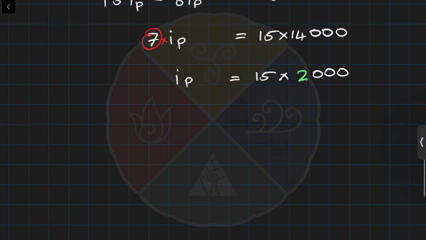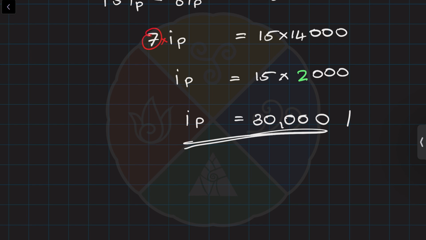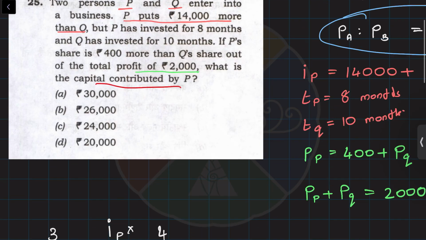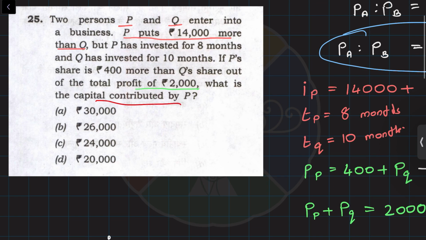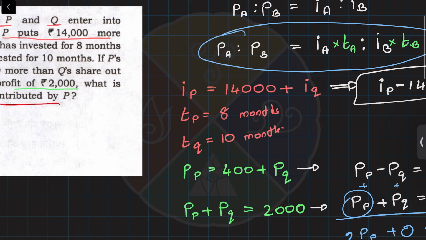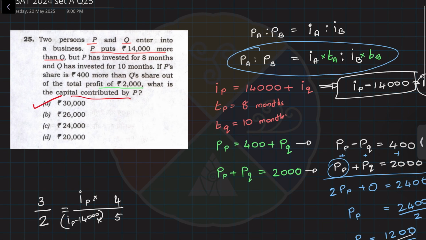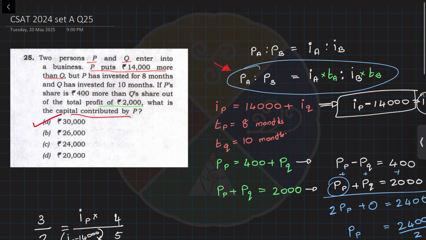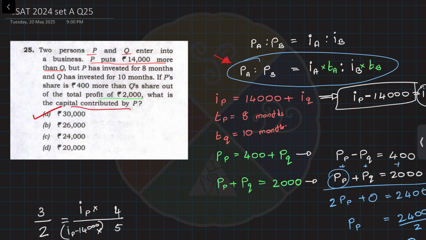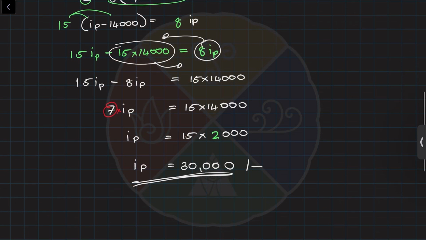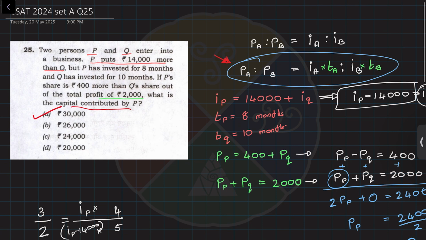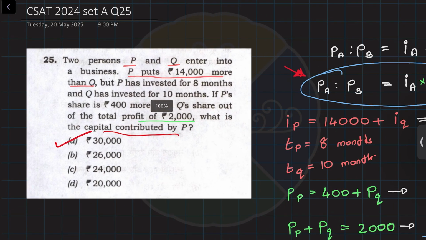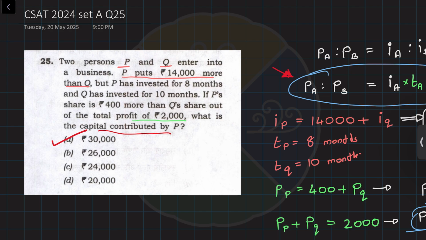2000 into 15 is going to be 30,000. So the investment of P is 30,000 rupees, and therefore the answer is option A. So this is a question from compound partnership which uses this formula and a lot of linear algebra. It's not a hard problem. Even though explaining it took some time, this problem could actually be solved much faster. You just need to practice the linear algebra. That's it, guys.